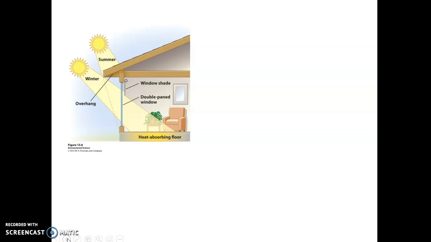Okay, now we're going to take a look at some examples of how energy can be conserved, or different types of renewable energy resources that exist. So let's take a look at a few examples here.